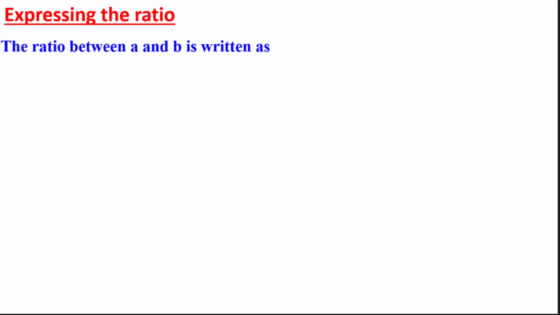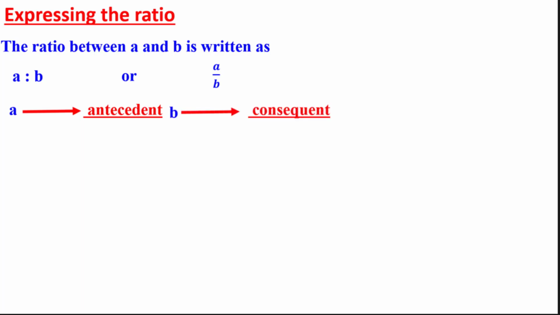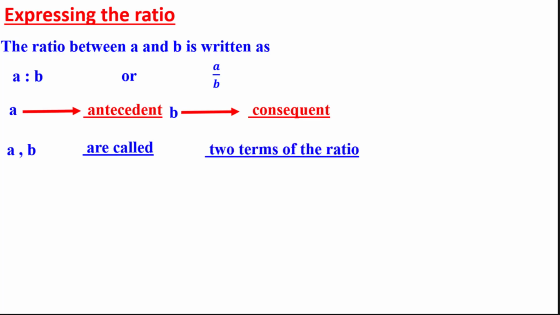Expressing the ratio. The ratio between two numbers A and B is written as A to B. It's read A to B or A over B. A is called what and B is called what? The first number A is called antecedent. The second number B is called consequent. But the two numbers A and B are called the two terms of the ratio.